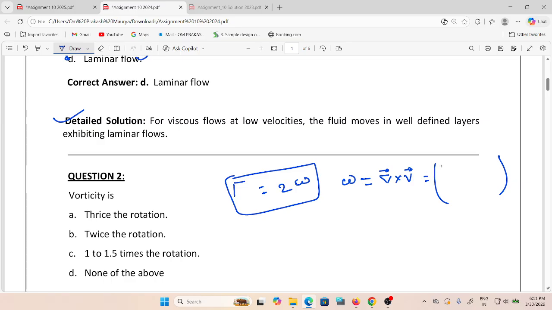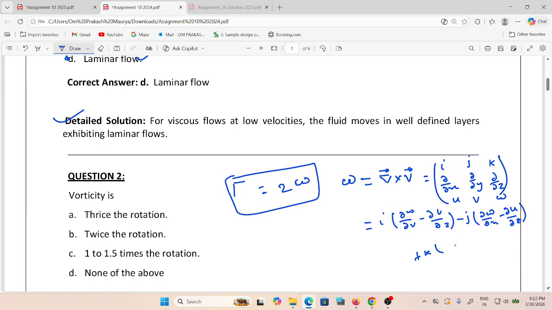So what was this? I, J and K, then del by del X, del by del Y and del by del Z, and then U, V and W. You need to write this as I times (del W by del Y minus del V by del Z), minus J times (del W by del X minus del U by del Z), plus K times (del V by del X minus del U by del Y).